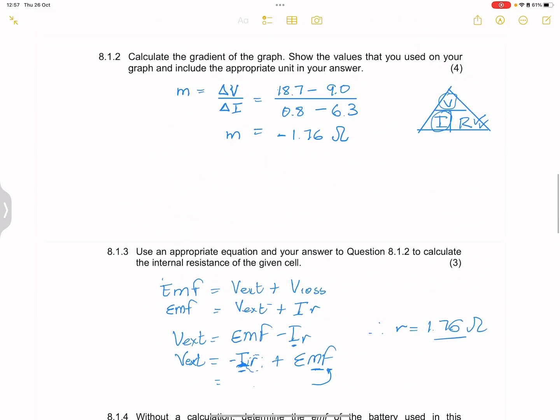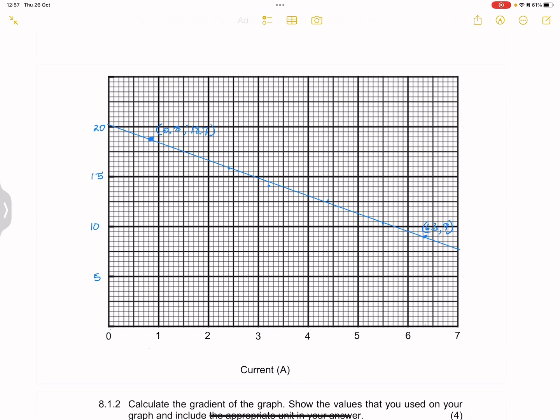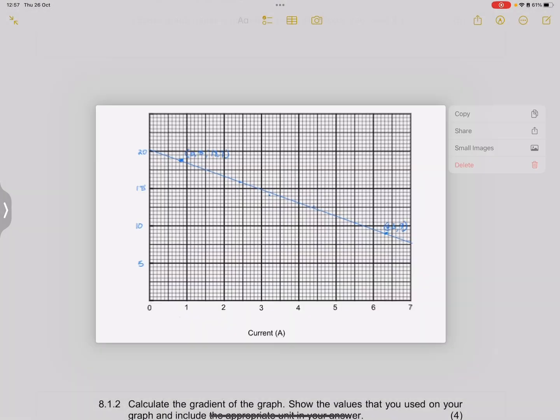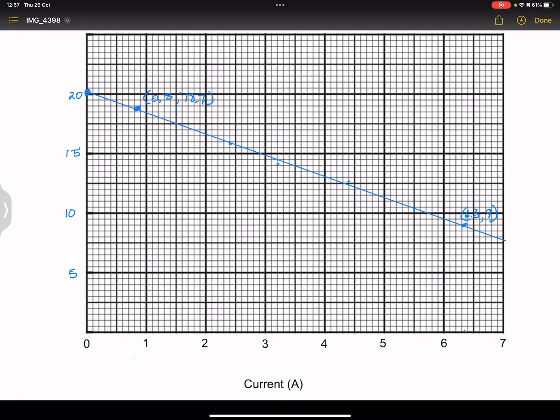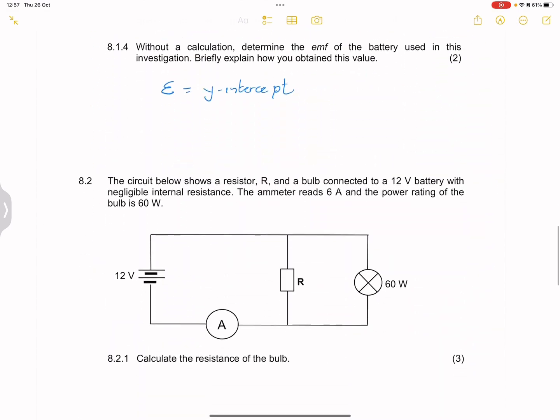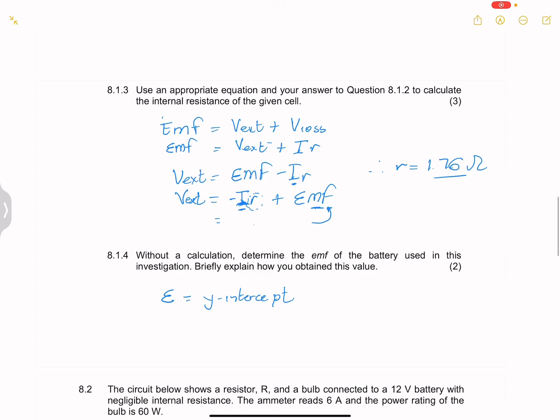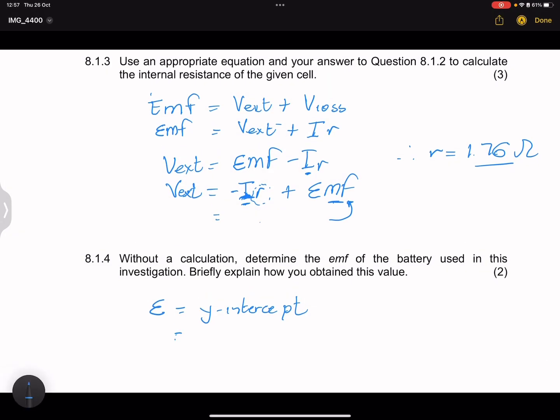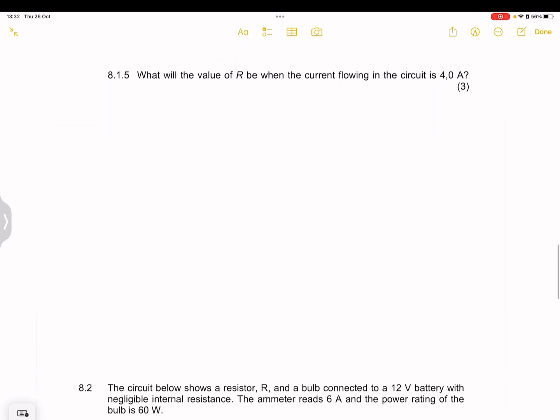So let's go to the graph. Where is the current equal to 0? It's exactly at that spot over there. I would say 20.1 or even 20, right? So our EMF value would be equal to 20 volts. If you want to, you can say 20.1. So our EMF is 20 volts. Right, let's go on to the next question.